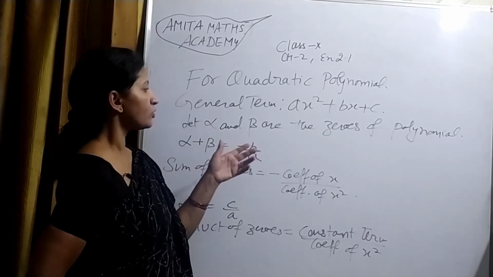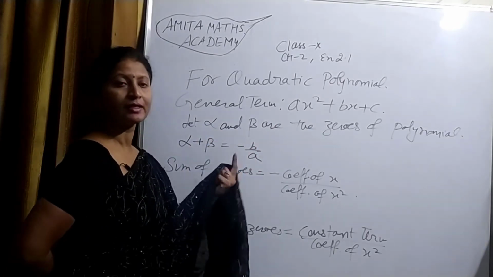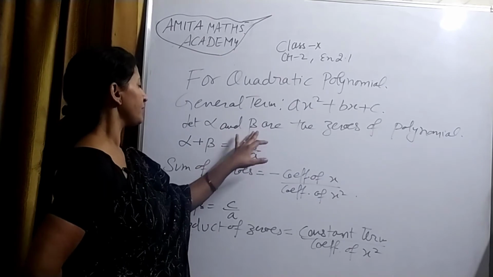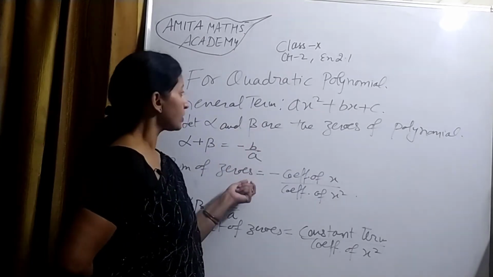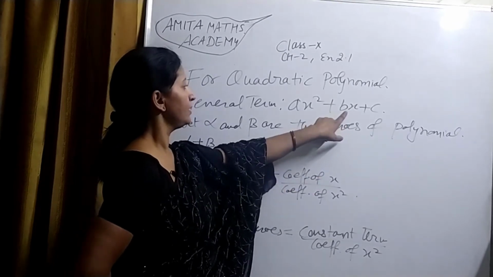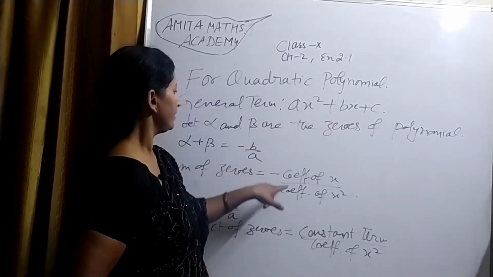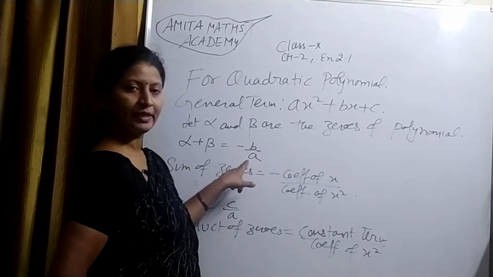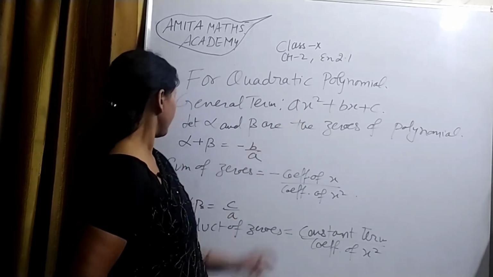Let alpha and beta be the two zeros of the polynomial. Then the sum of the zeros is equal to what? Minus b upon a. Here minus b is the minus of the coefficient of x, divided by the coefficient of x square, where a means the coefficient of x square.